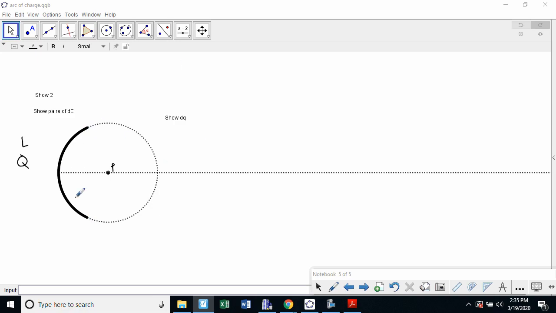Basically, this arc of charge is like a rod that you've bent in the form of a partial circle. So I'm still going to use a 1D charge density. So that's lambda, charge per length. So it means that any little tiny length of this rod or this arc that I cut out would have the same ratio of charge to length. Okay, so I'm going to call that dq over dl.